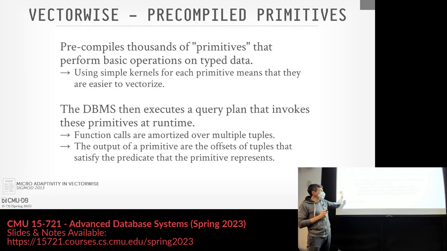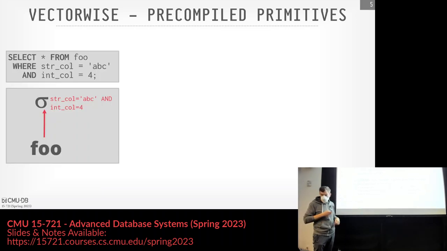So again, also be clear too, these primitives are written by the developers. I forget whether they're autogenerated or not, but they're written by the developers and they're compiled when you compile the database system. And then they're shipped in the binary of the database system. It's not like a shared object that's getting linked in dynamically on the fly. The system comes pre-compiled with all these things.